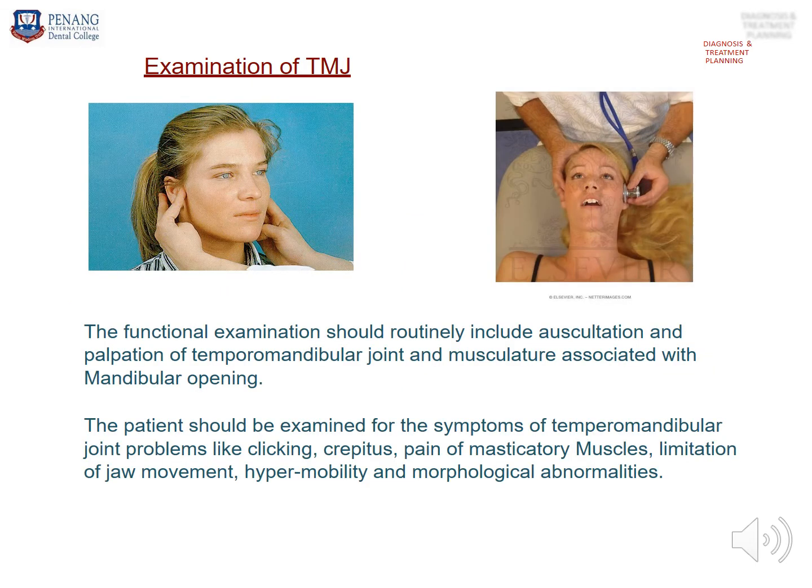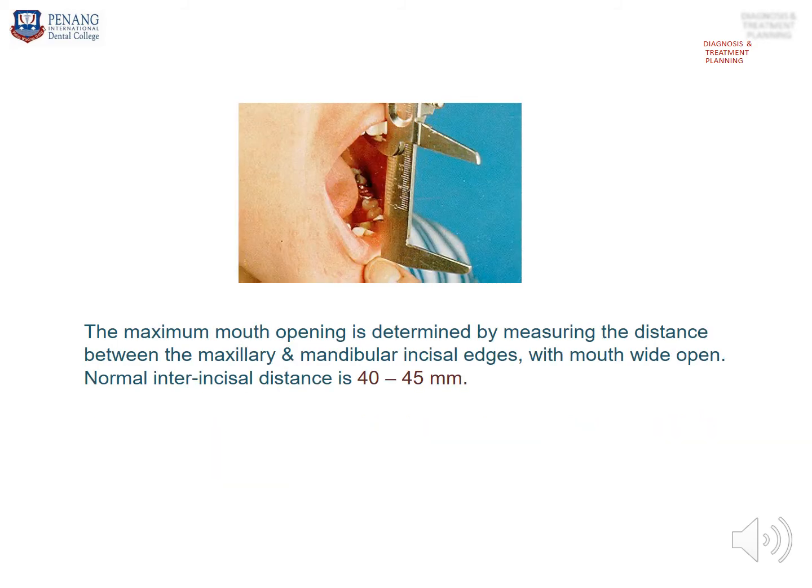Now, how do you examine the temporomandibular joint? The functional examination should routinely include auscultation and palpation of the temporomandibular joint and musculature associated with mandibular opening. The patient should be examined for symptoms of TMJ problems like clicking, crepitus, pain, limitation of jaw movement, hypermobility, and morphological abnormalities. The maximum mouth opening is determined by measuring the distance between the maxillary and mandibular incisor edges with the mouth wide open. The normal inter-incisor distance is around 40 to 45 mm.